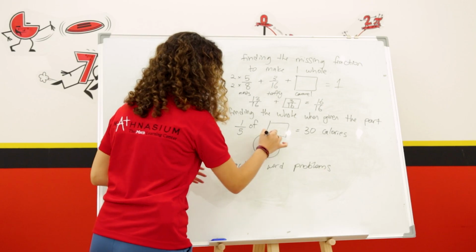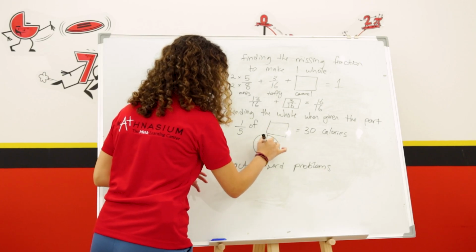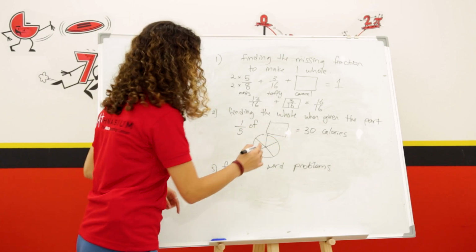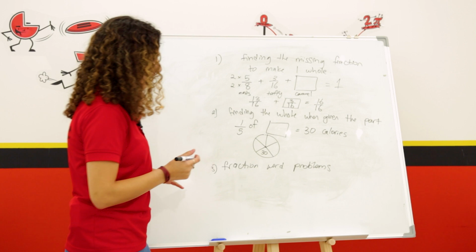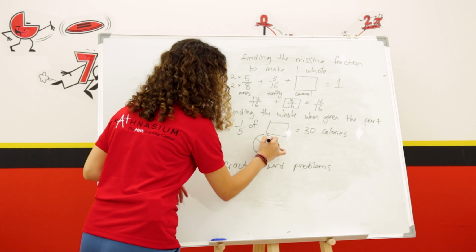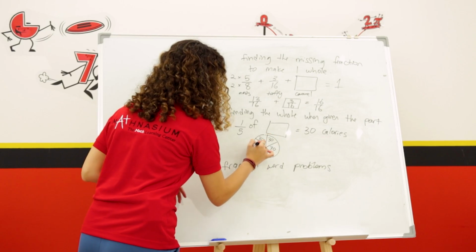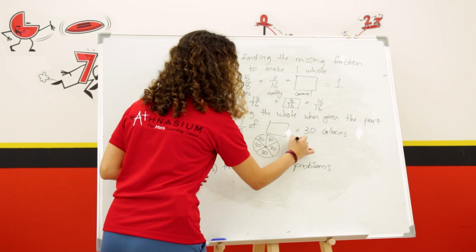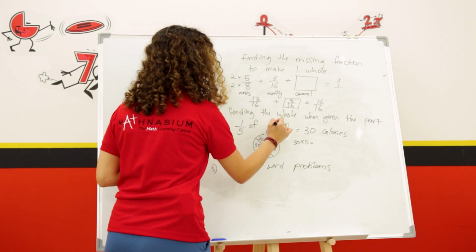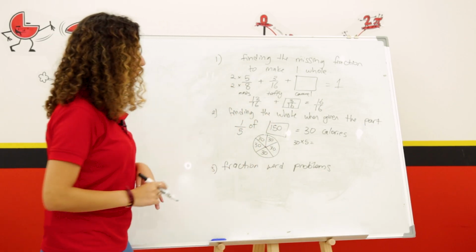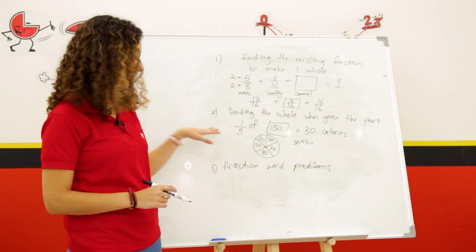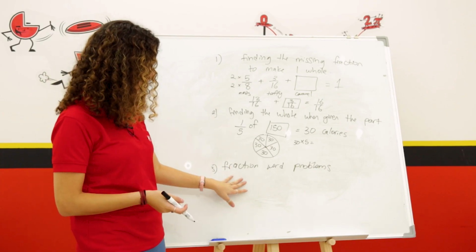So this is the cookie, and I'm going to draw 5 equal parts. One of these 5 parts has 30 calories. That means that the whole cookie has 30 plus 30 plus 30 plus 30 plus 30, or simply just 30 times 5. So the whole cookie has 150 calories. So sometimes you can draw pictures to help you solve fraction word problems. So let's do one more.